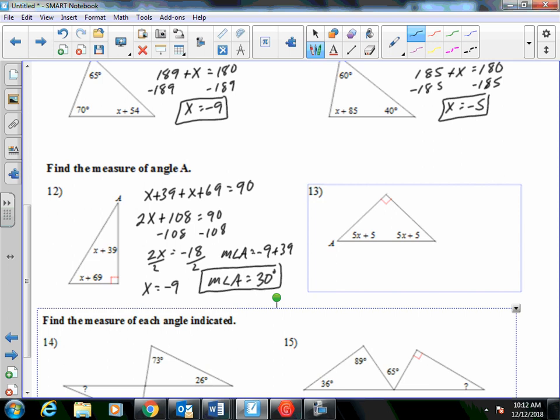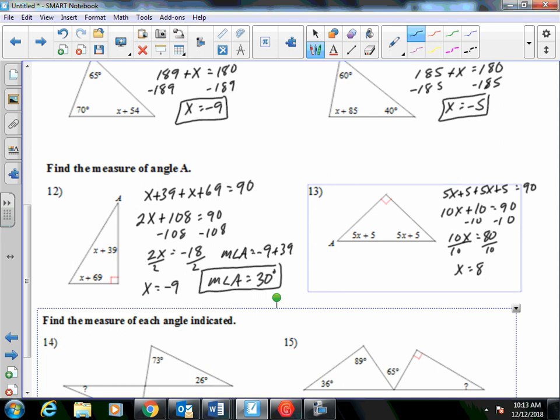All right, same idea for the next one. We've got 5x plus 5 plus 5x plus 5 equals 90. Because it's a right triangle, we can just add those 2 up to equal 90. And so that's 10x plus 10 equals 90. Subtract 10 from both sides. 10x equals 80. And divide by 10. X is going to equal 8. And then plug that in to solve.